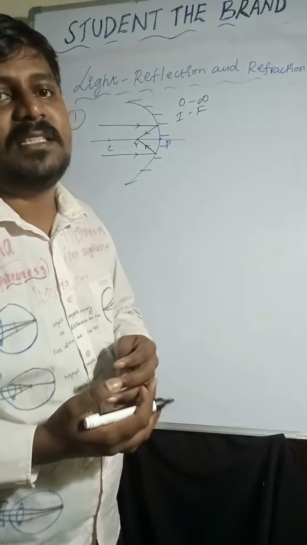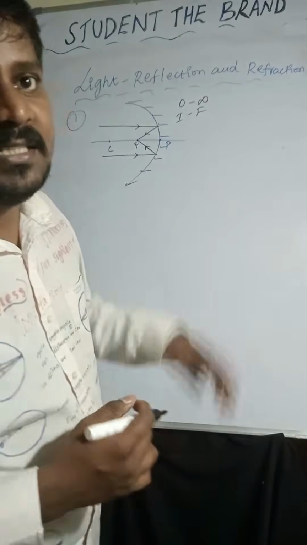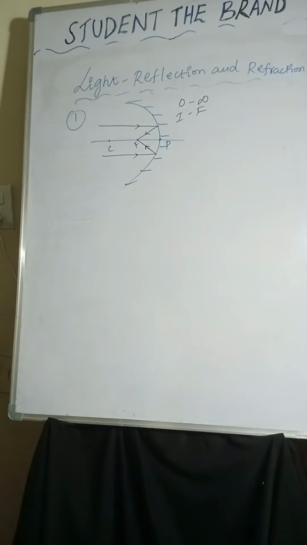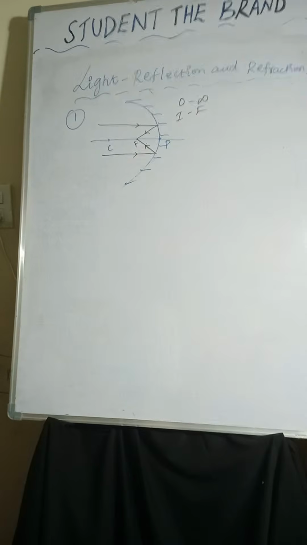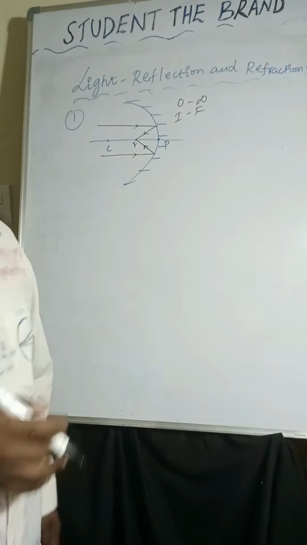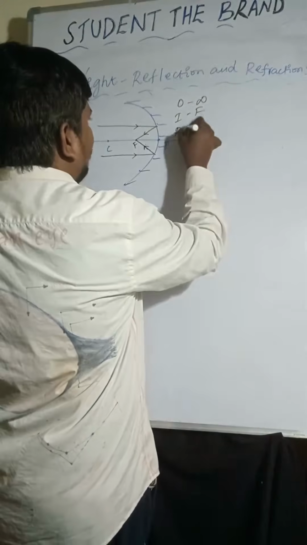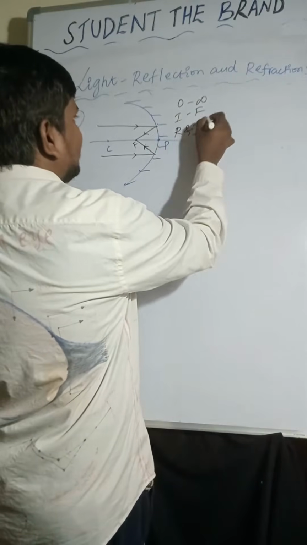Nature of the image. What is the nature of the image? Real and inverted and highly diminished. Yes or no? Real and inverted. Real and inverted image. So this is the nature.